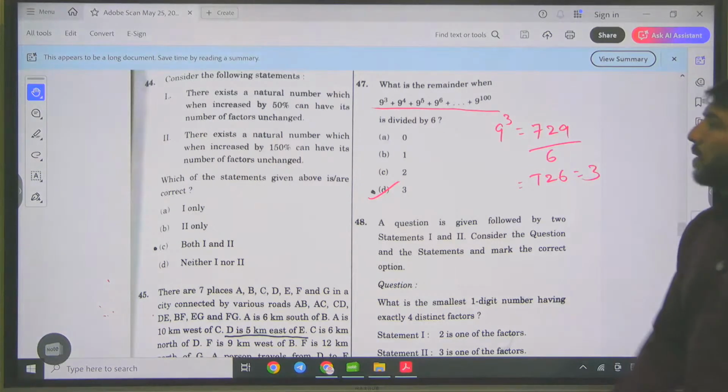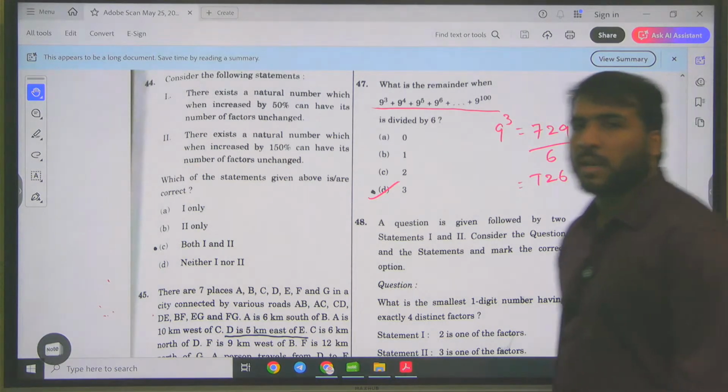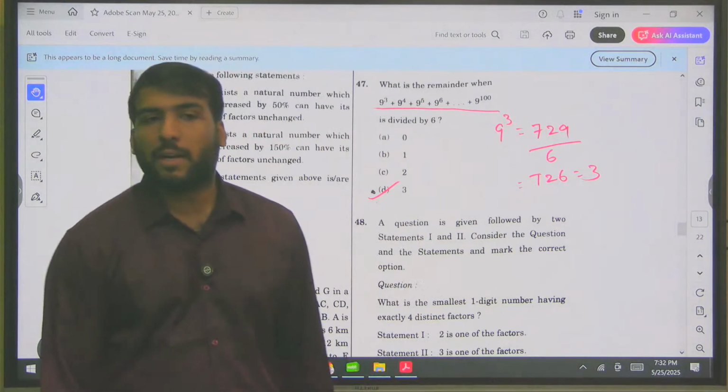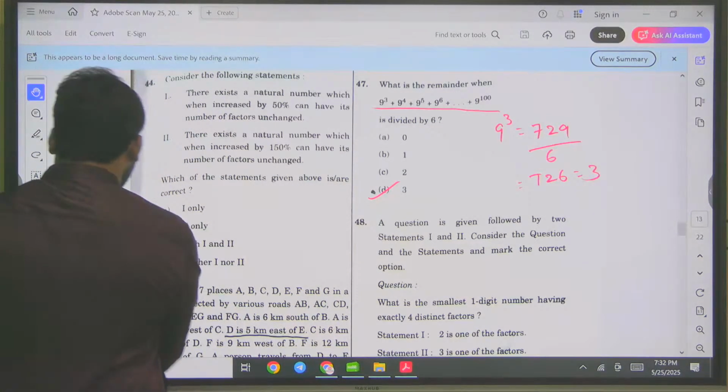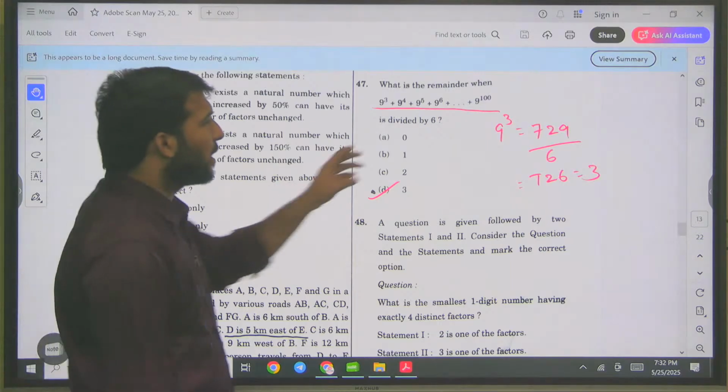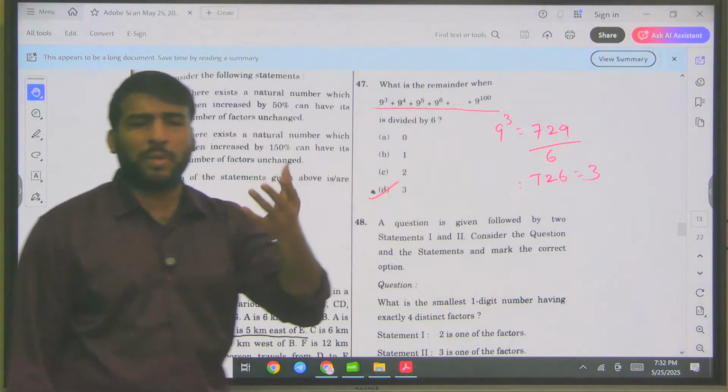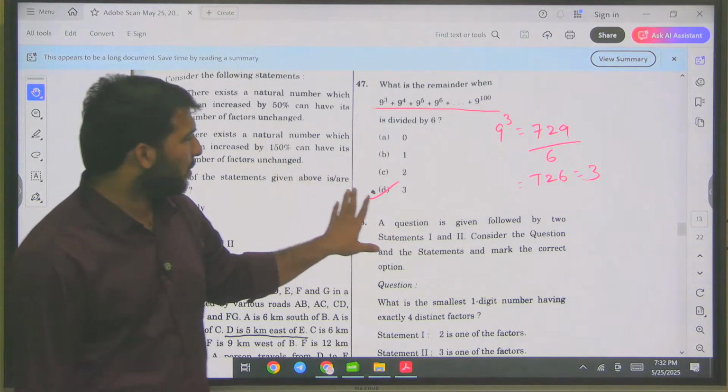That's it. Because 9 cube, if I take common, which are the numbers? 9 power 4 also, if I do it separately, you will be getting the same remainder. Make sure that your concept is very clear. Some questions we can do a little lengthy, but most of the questions we can do like this.